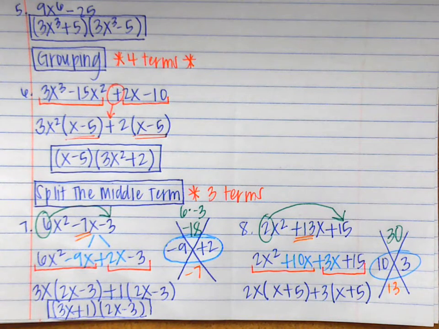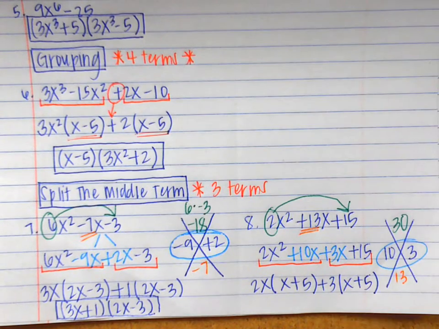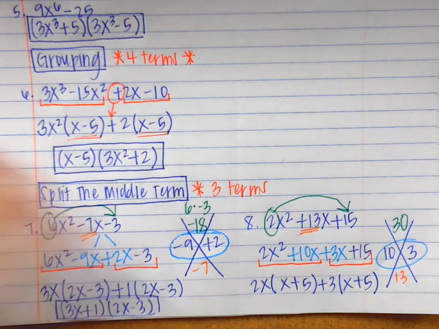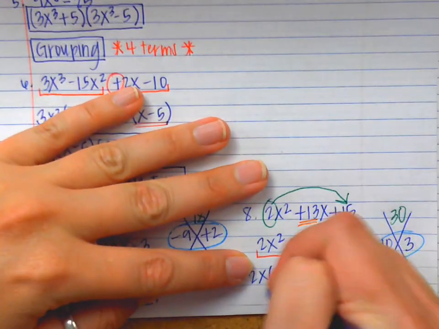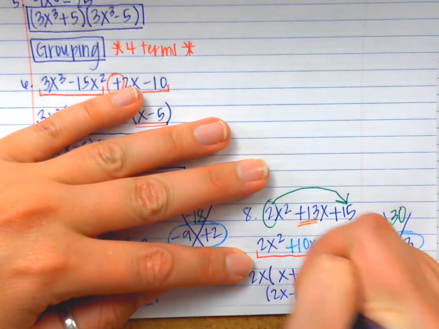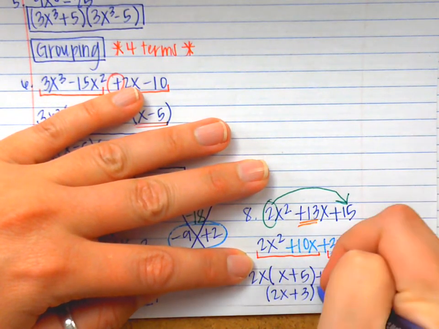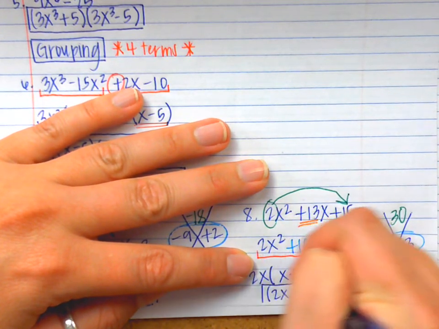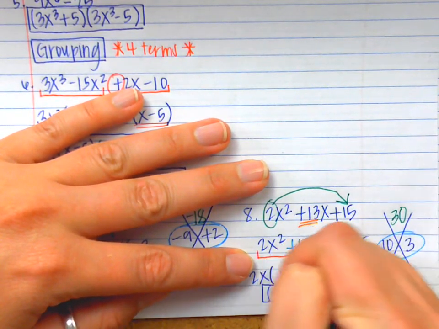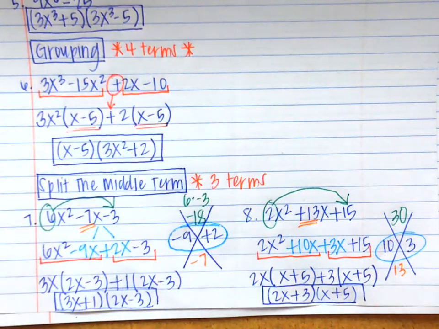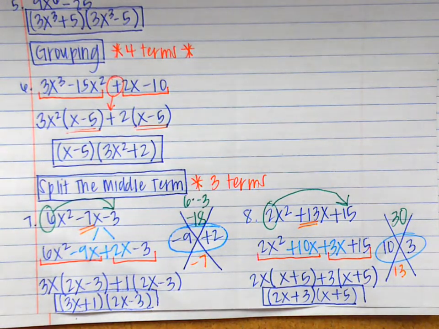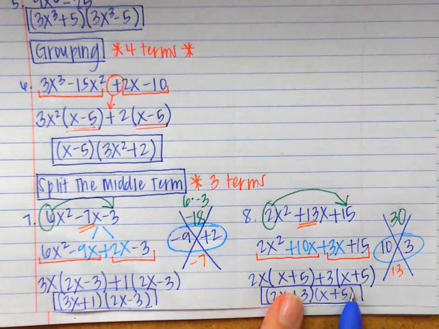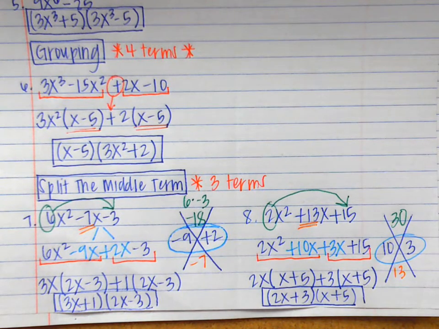Okay, so now that I factored by grouping, I double check, are my parentheses the same? And they are, so we're good. And I can write my final answer. So I have 2x plus 3 and x plus 5 in my second parentheses. And that is it. You're still always checking to make sure, can I factor these further? You can't, so you're good.